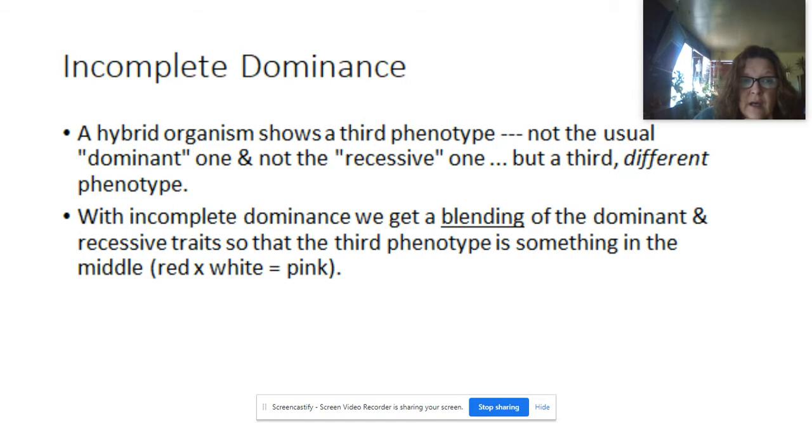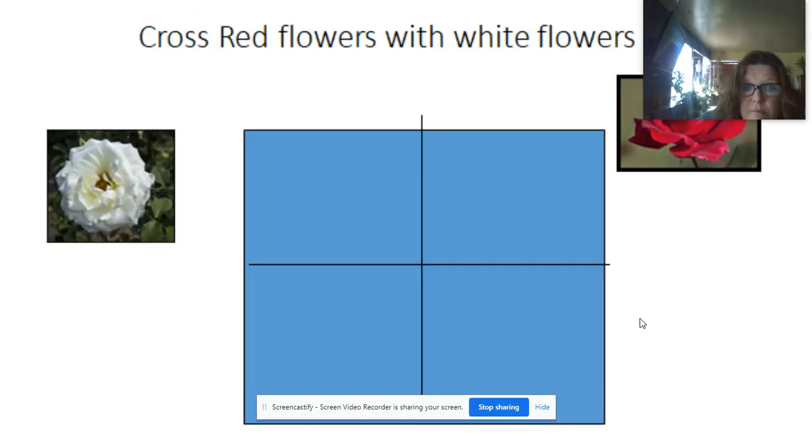So what you'll get is basically a hybrid organism that's showing the third phenotype, not a usual dominant or recessive like you've looked at in Mendelian genetics, but a third and different phenotype. So there's a blending, like in my example there. You get the red and the white. So I want to try just a couple problems with you just to make sure that this concept is understandable.